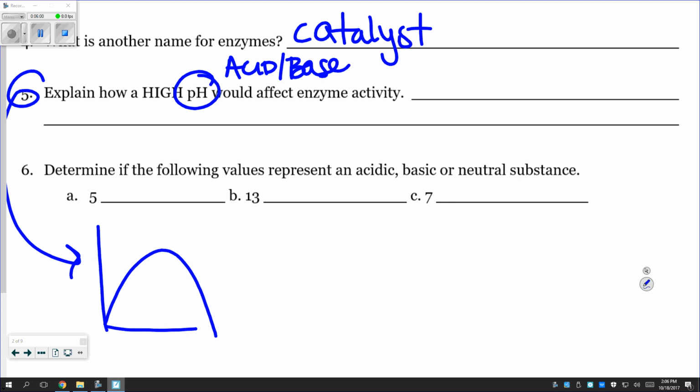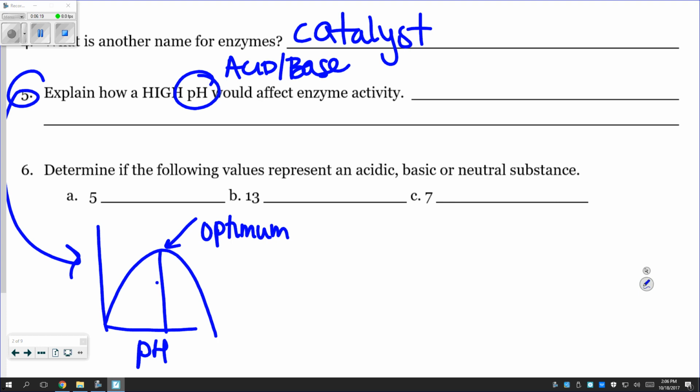So along the x-axis, we would label that pH. And whenever we're looking at pH, what we're looking for many times is going to be the best. The best is going to be the high point on the graph. We call that the optimum.